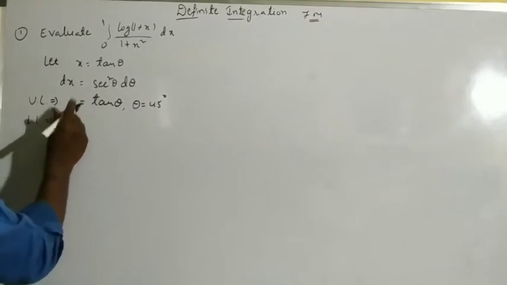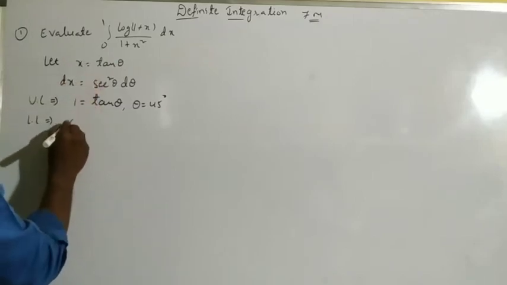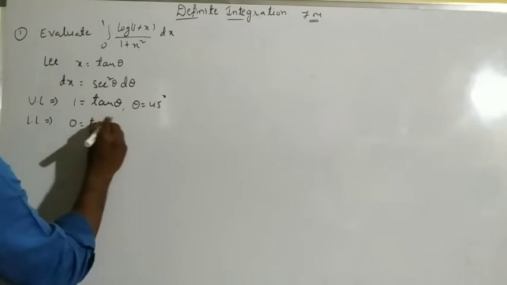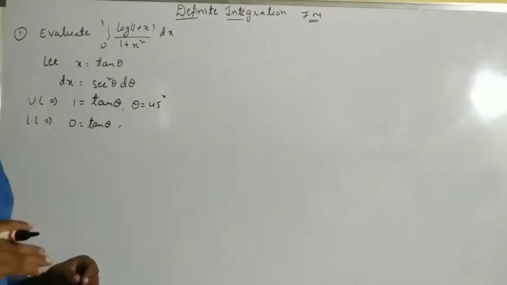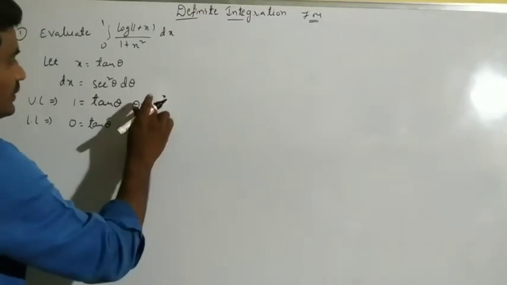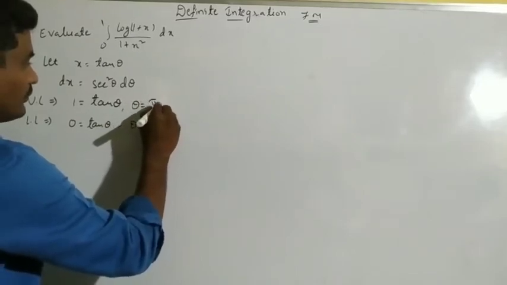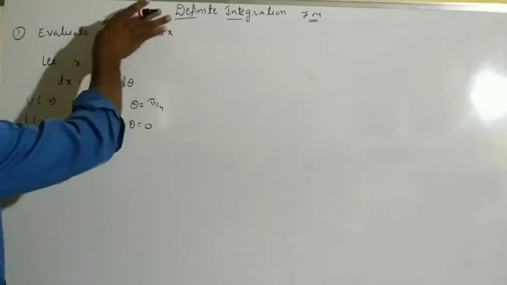Next, the lower limit. The lower limit is 0, so in place of x we take 0 equals tan theta. For what value do we get tan theta equals 0? At 0 degrees it equals 0. So theta equals 0. This 45 degrees I am going to write as pi by 4. Now I am going to substitute these values here.